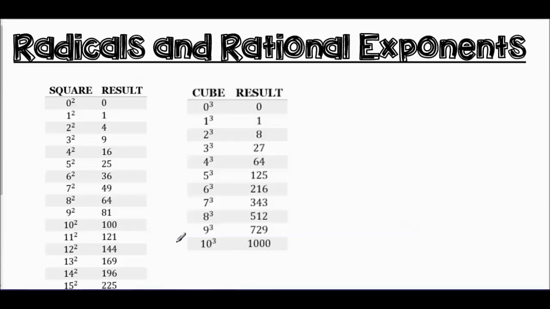Here are a couple of charts that are going to be very beneficial for you in converting between radicals and rational exponents. The squares, you probably know those up to 144 at least, but it will be very beneficial to commit to memory that 13 squared is 169, 14 squared is 196, and 15 squared is 225. That way you can recognize those. Just like knowing your multiplication facts has helped you along the way, knowing your squares and your cubes will also help you. It just makes life easier.